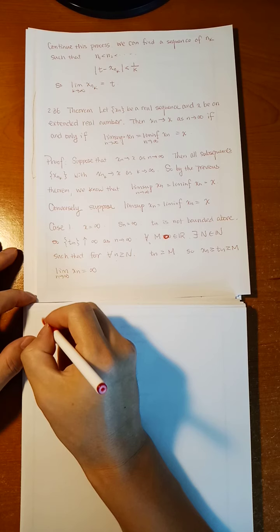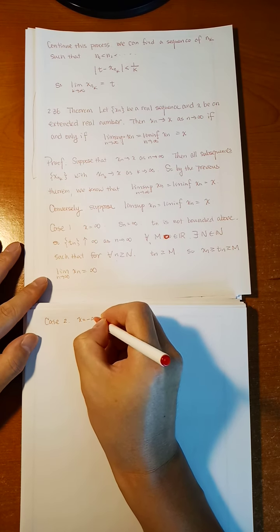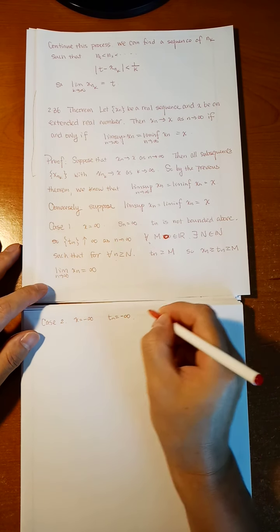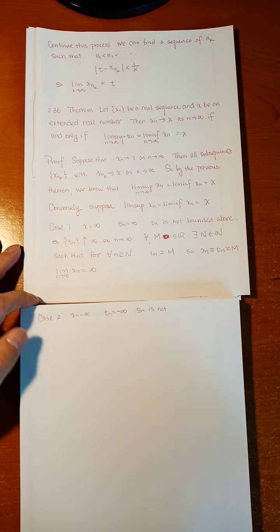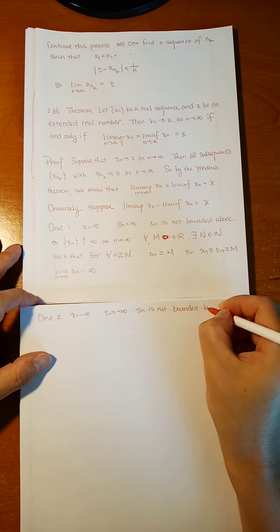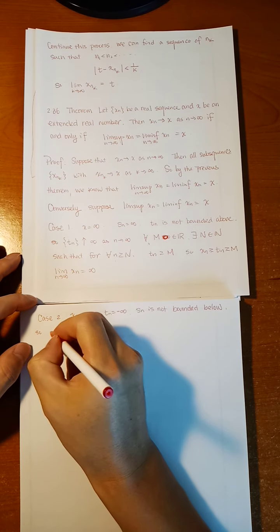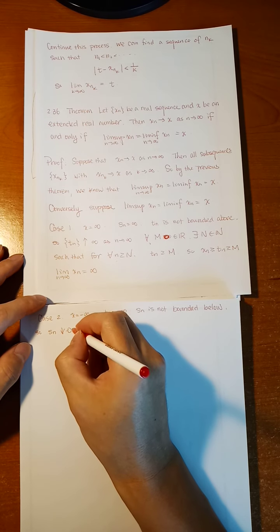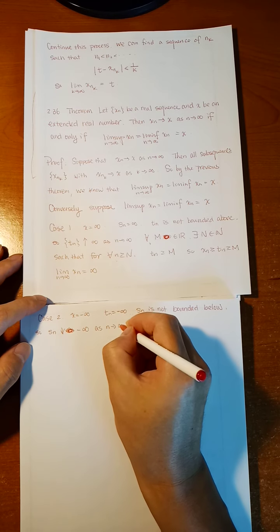And case 2, if x is negative infinity. Remember first, all the Tn's are negative infinity. And the Sn is not bounded below. So Sn will decrease to negative infinity as n approaches infinity.